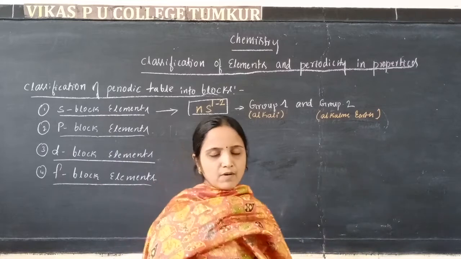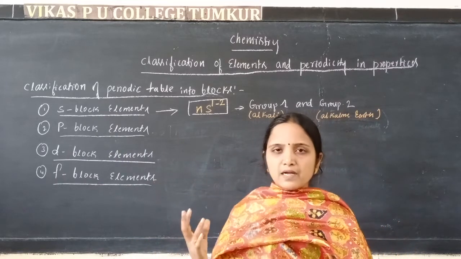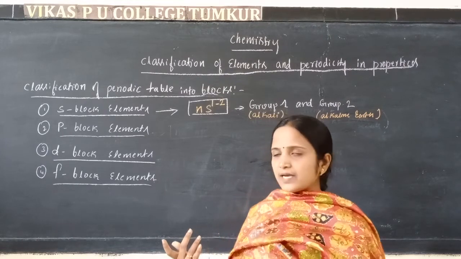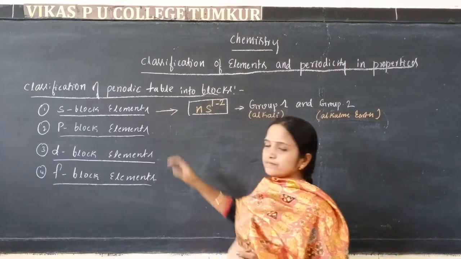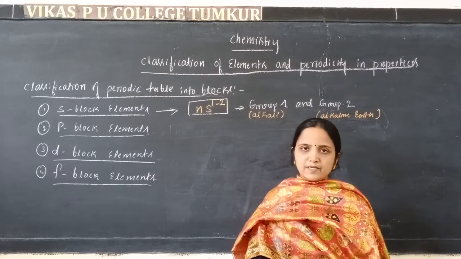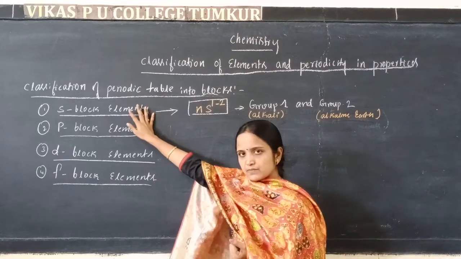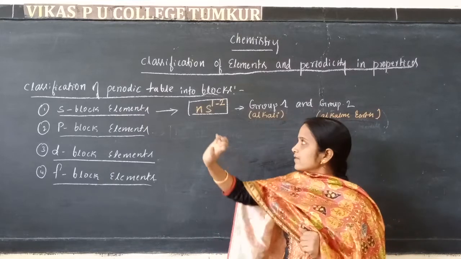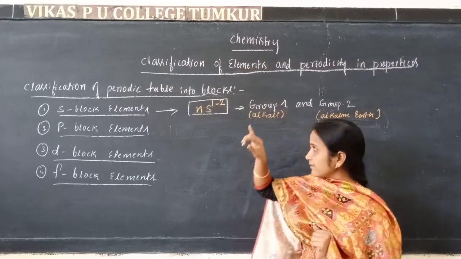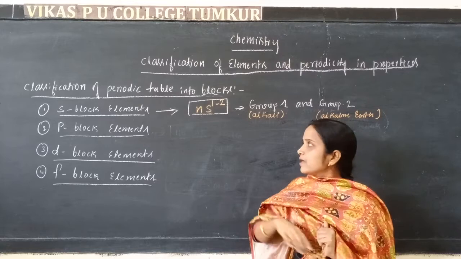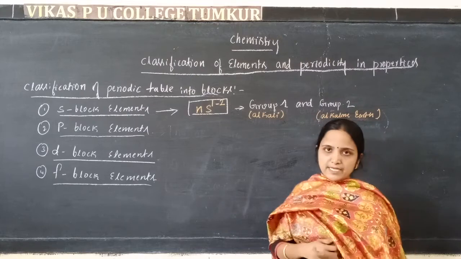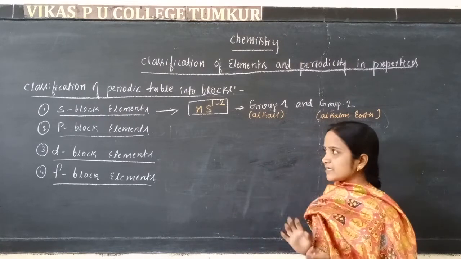So I gave the definition of S block elements, said which groups are present in the S block, and gave the outer electronic configuration. The differentiating electron enters the S orbital of the valence shell. The outer electronic configuration is ns1-2: ns1 for group 1 elements and ns2 for group 2 elements.